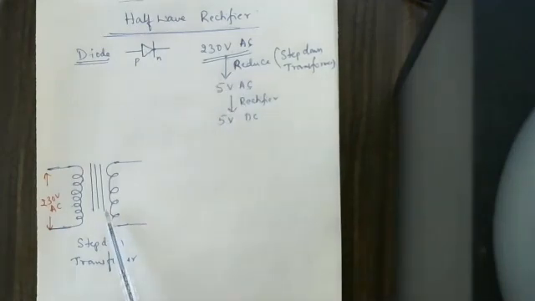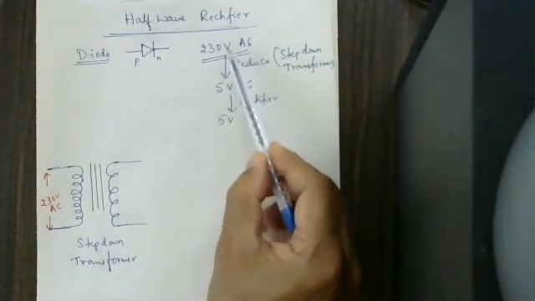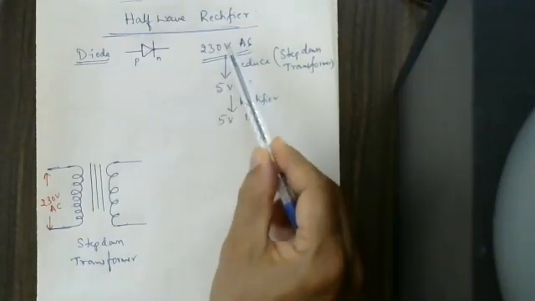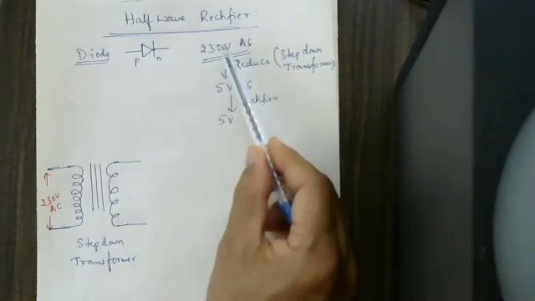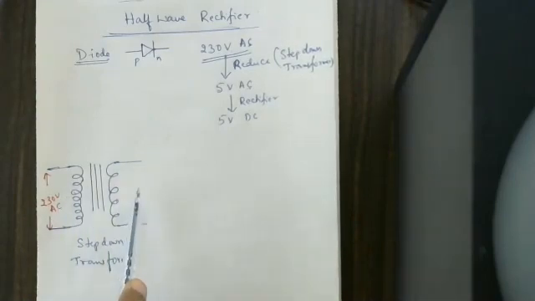Different transformers are available, no problem. It can reduce to 10 volts, 12 volts, even 20 volts, 2.5 volts, or 3 volts, depending upon the number of turns here. That is a step down transformer. High voltage to low voltage, it is converting.